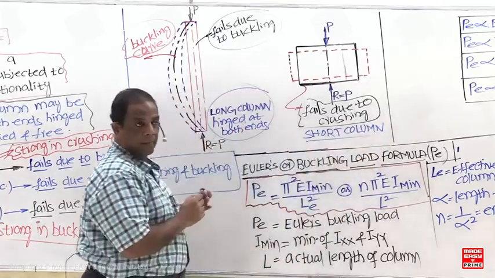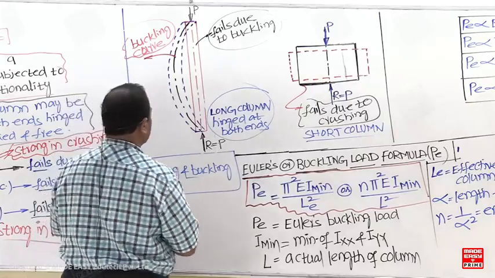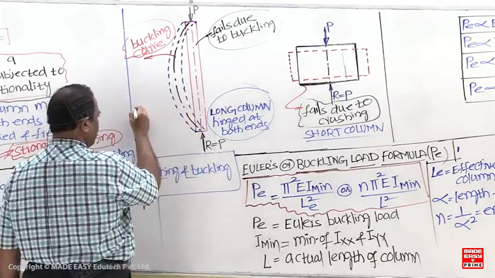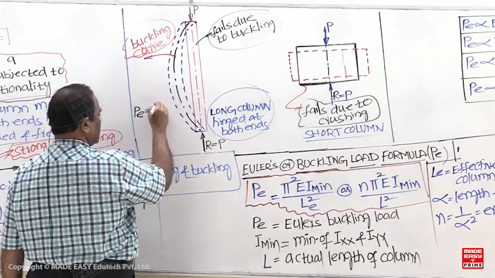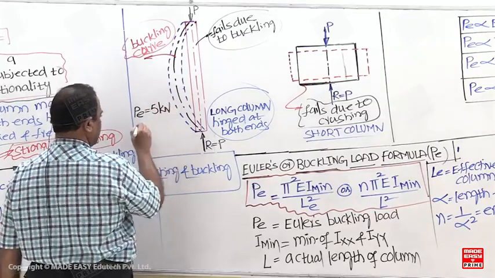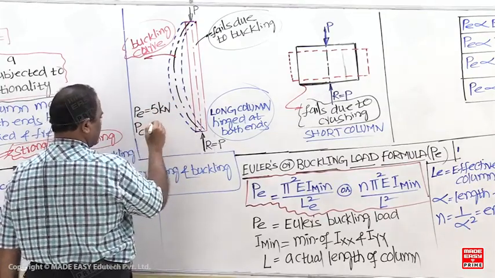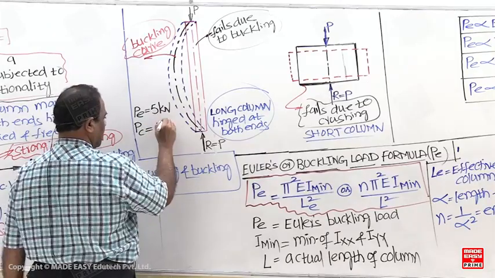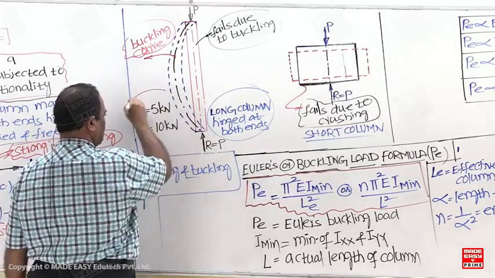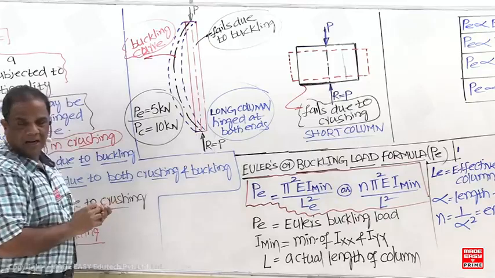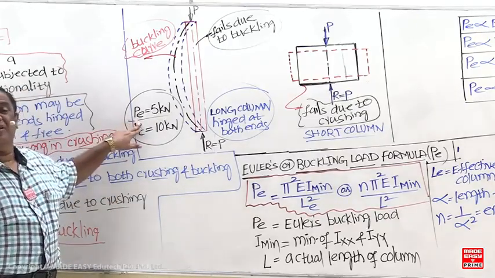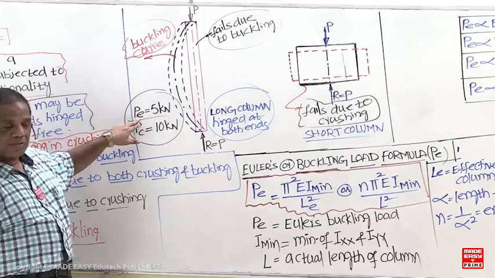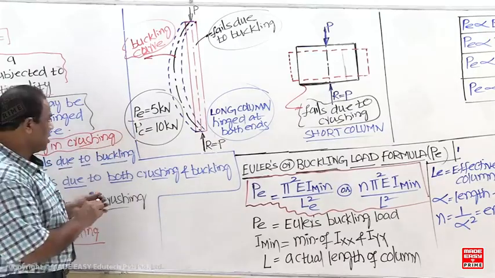Short column. For example, I am assuming here the buckling load is 5 kilonewtons. The crushing load is 10 kilonewtons. E means what now? Euler's buckling. B you are not using, B you are using for bending. E means Euler's buckling load. PC means crushing load.